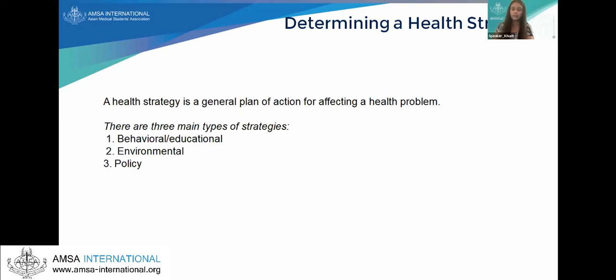As I mentioned previously, strategies number two and three ultimately, to us as medical students, come under strategy number one. We could advocate to the governments and to the organizations for strategies number two and three, whereas in order to directly influence a target population, strategy number one, the behavioral educational strategy, is the one that we can most effectively work upon. I'll be touching a little bit more on this in detail.